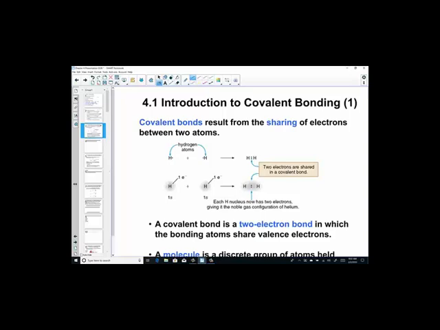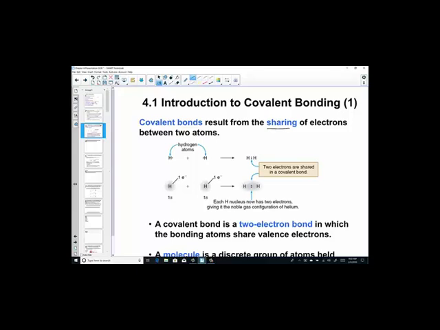So let's begin our first section. We're introducing covalent bonds. We know that covalent bonds are the result of sharing a pair of electrons between two atoms that literally overlap their orbitals. When we think about shared pairs, what we're looking at is investigating those valence electrons in the outermost energy level and letting them overlap their orbitals.